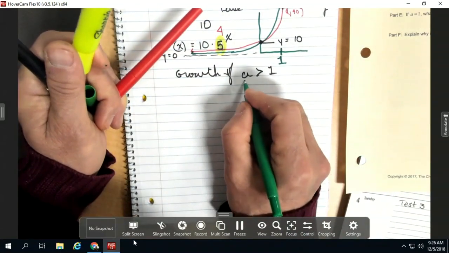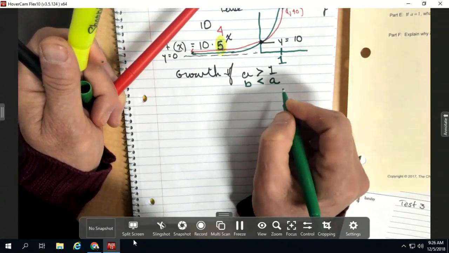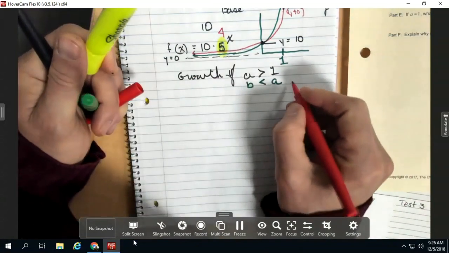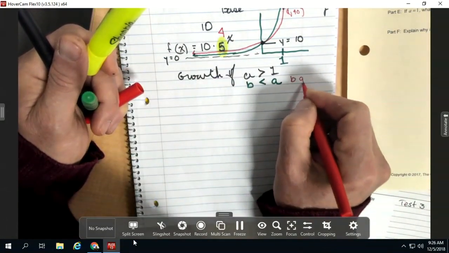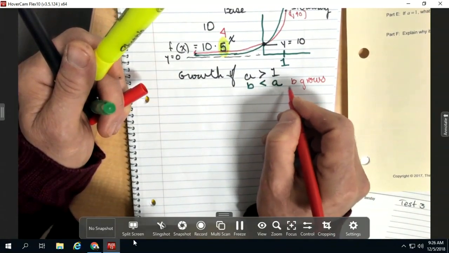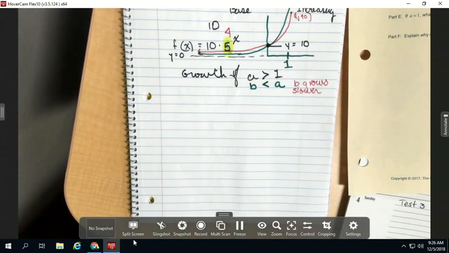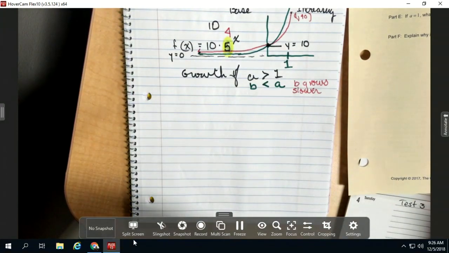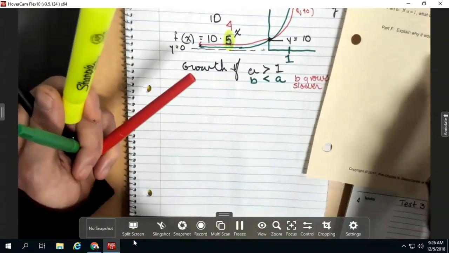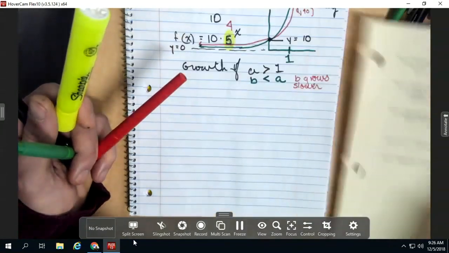So if B is less than A, the only thing that changes is B grows slower. They still grow exponentially. B grows slower. Next one. Suppose A is between 0 and 1.